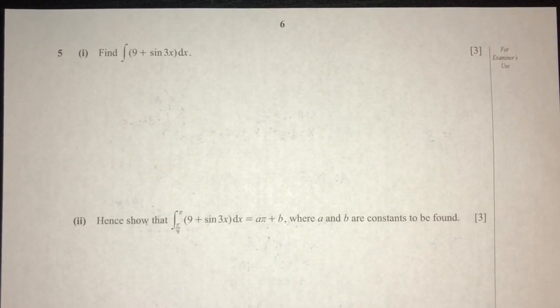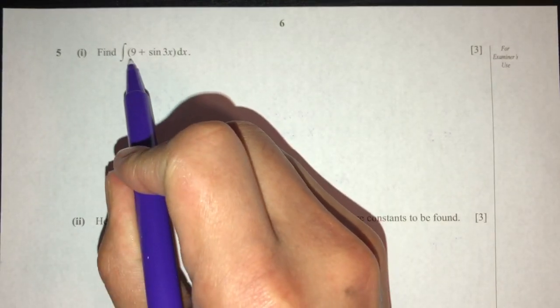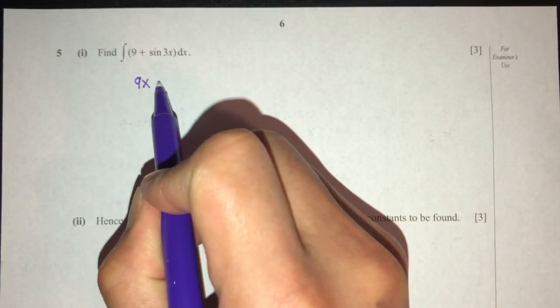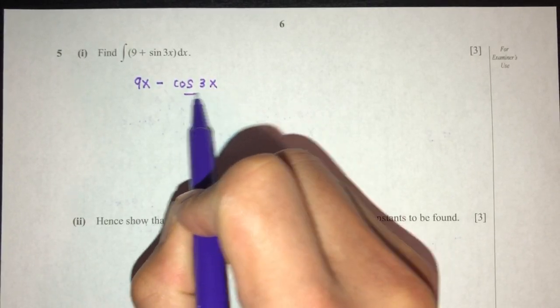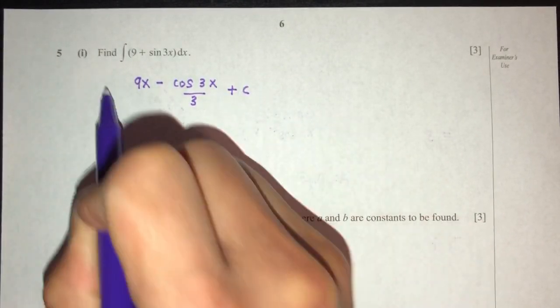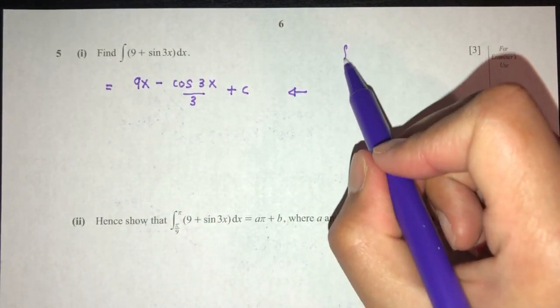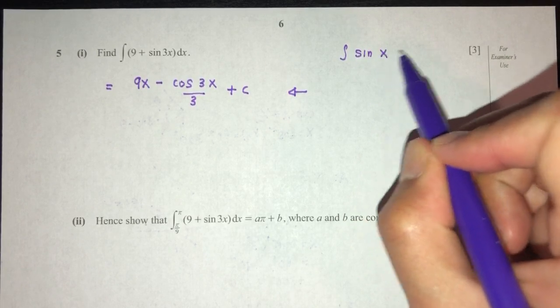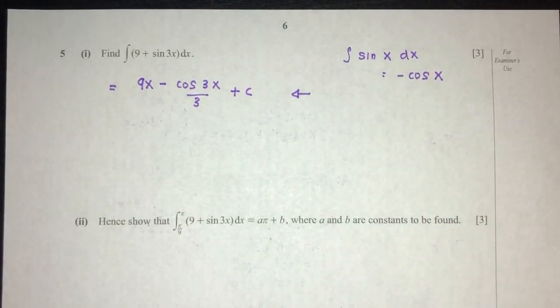Let's move on to question number 5. We have to solve this integration, one by one. So 9 will become 9x, and sine will become minus cos 3x over 3, plus c. That is your answer for part 1. You have to know that the integration of sine x is minus cos x.